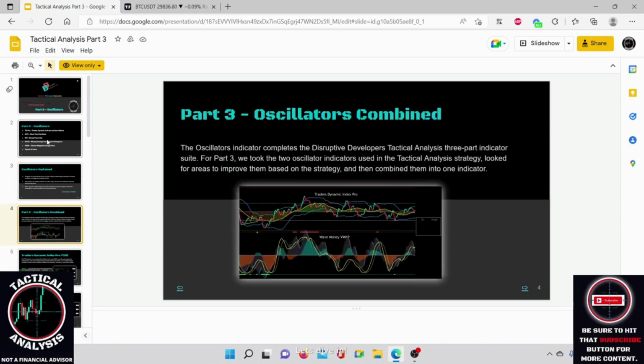Part 3, the combination of these oscillators, is as follows. The oscillators indicator completes the Disruptive Developers Tactical Analysis 3-part indicator suite. For part 3, they took the two oscillator indicators that I use in the tactical analysis strategy, and they looked for areas to improve them based on the strategy, and they did so quite well and efficiently, and then they combined them into one indicator.